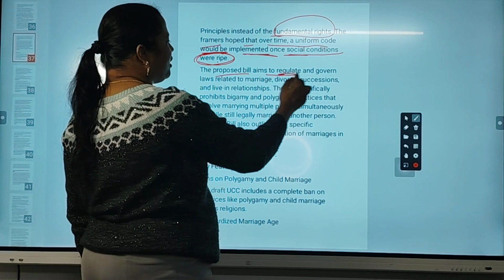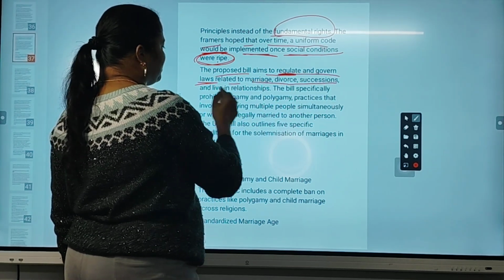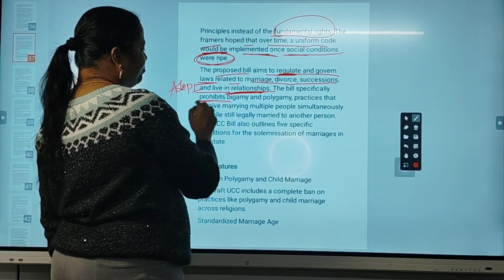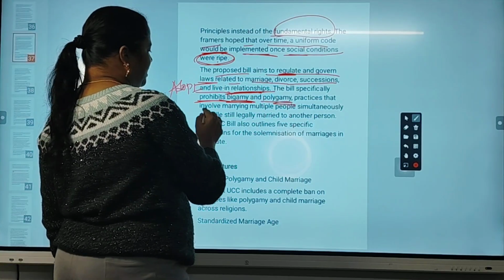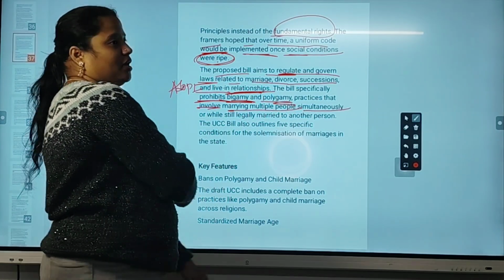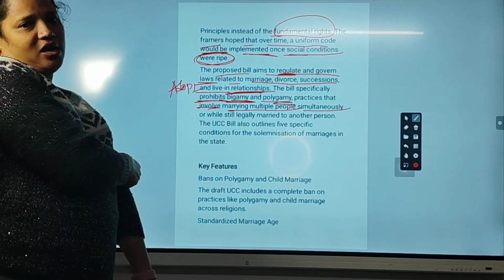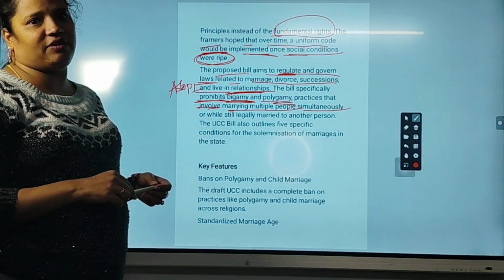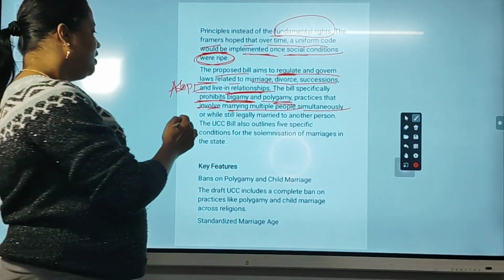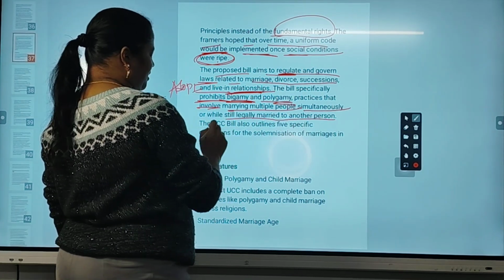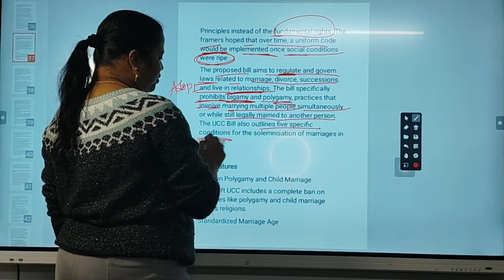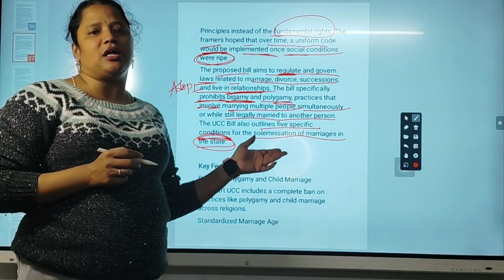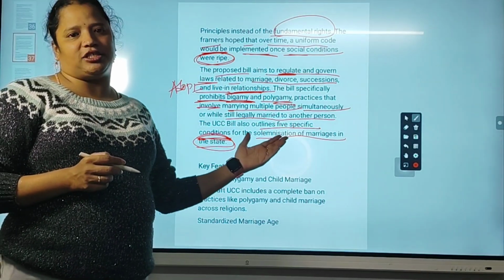So the proposed bill aims to regulate and govern laws relating to marriage, divorce, succession, living relationships and adoption. The bill prohibits bigamy and polygamy, practices that involve marrying multiple people simultaneously. So the bill opposes bigamy or polygamy, which means one person can't marry several people while still legally married to another person. The UCC bill also outlines five specific conditions for solemnization of marriages within the state of Uttarakhand.